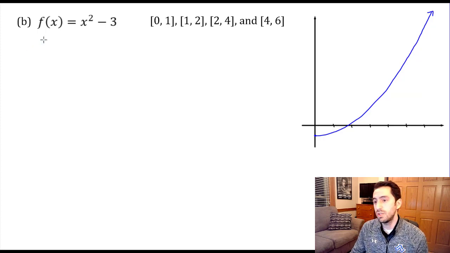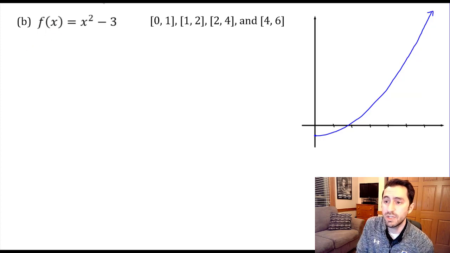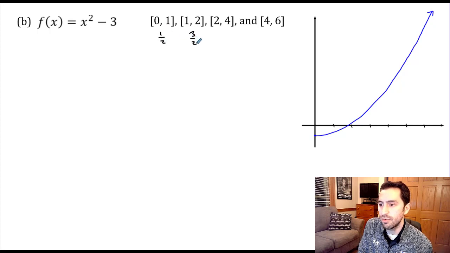Now let's use the midpoints, and we're going to do the same exact process. For the midpoints, the midpoint in this first interval is going to be a half. The midpoint in our second interval will be 3/2. The midpoint here will be 3, and lastly, this midpoint will be at 5. So these are going to be our midpoints.